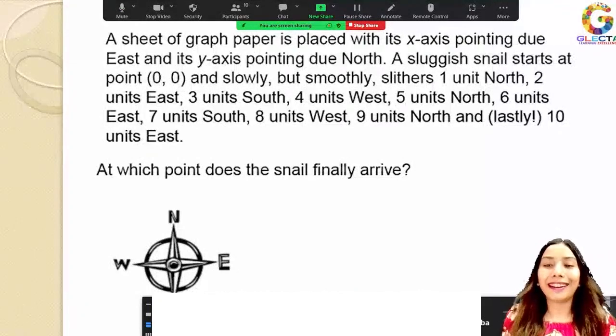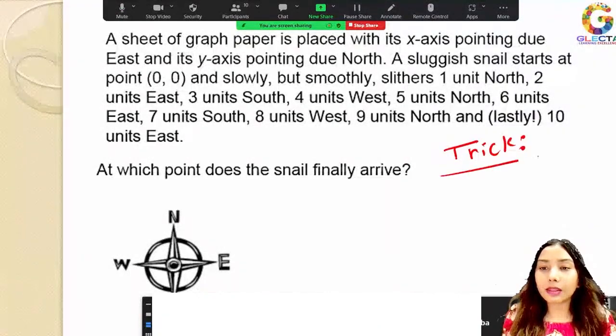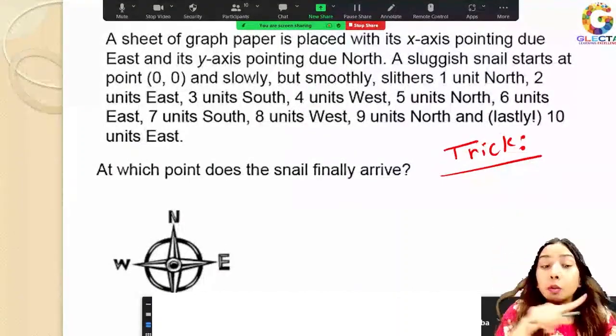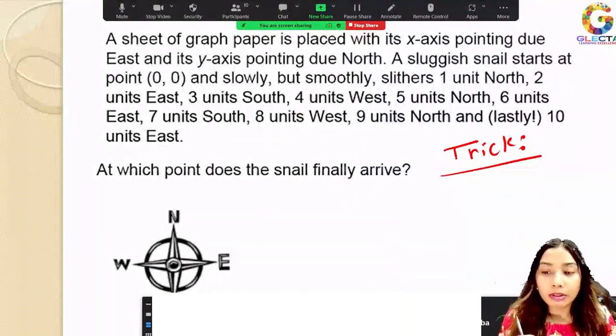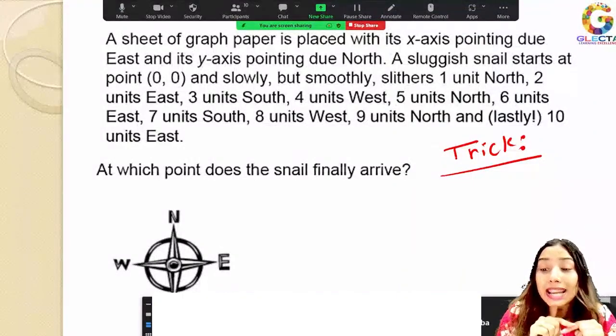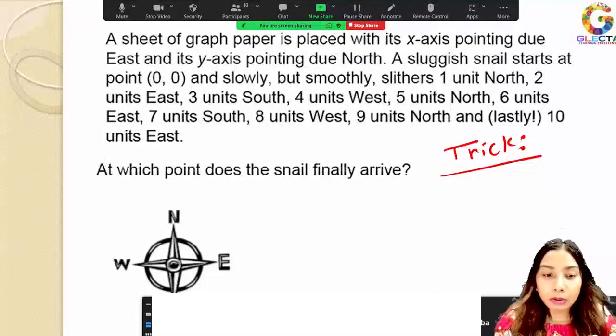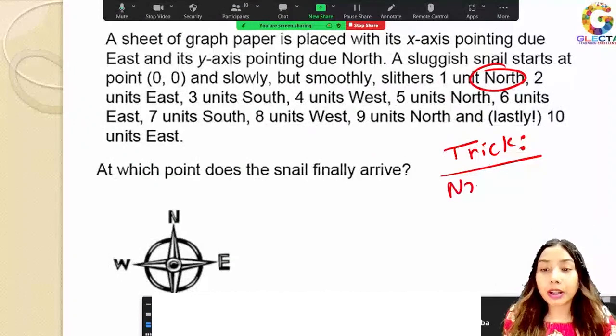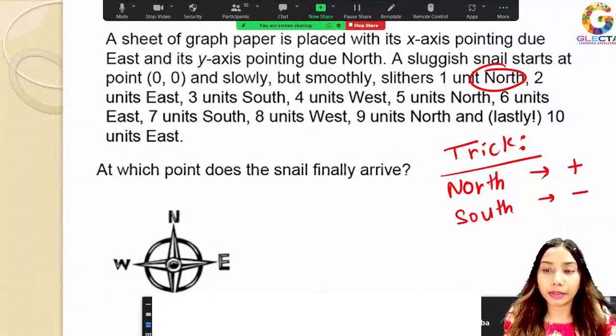Don't do that. Whenever we have these kinds of questions, use a trick. The trick says: if we are going up, we need to add the number. If we are going down, since the negative y numbers belong to the downside, we take away. So north means up because of the positive y-axis, and south means down, so we take away the number.